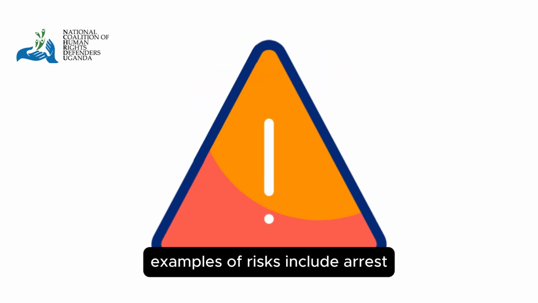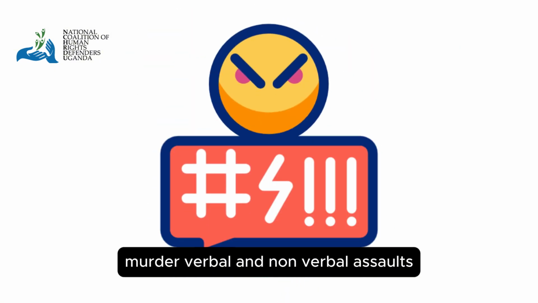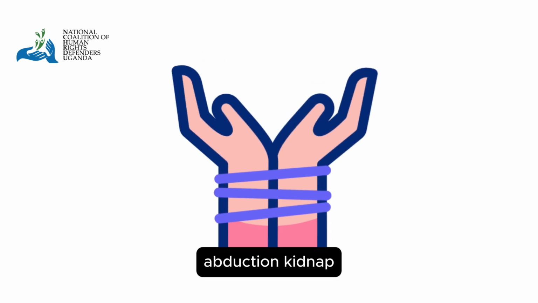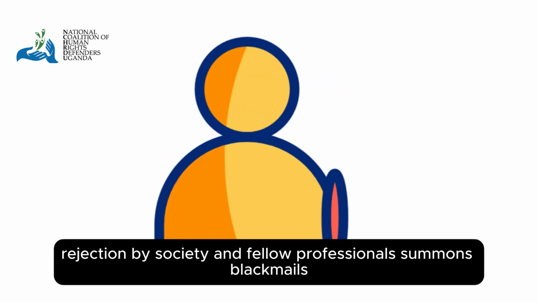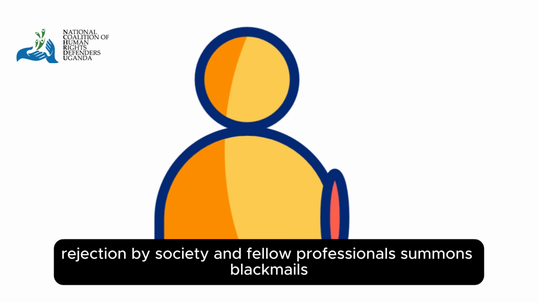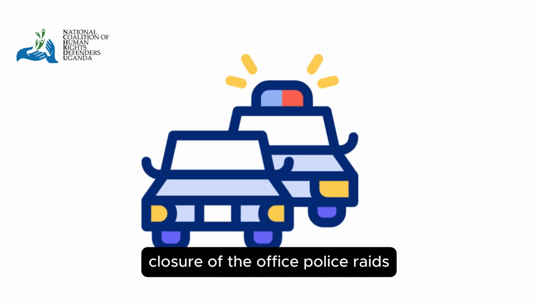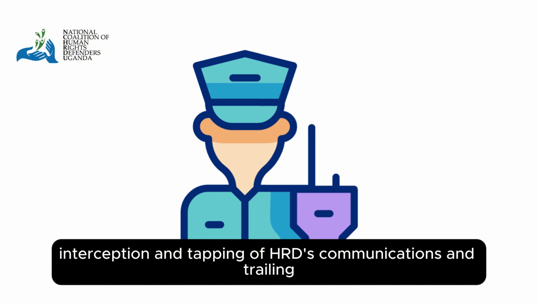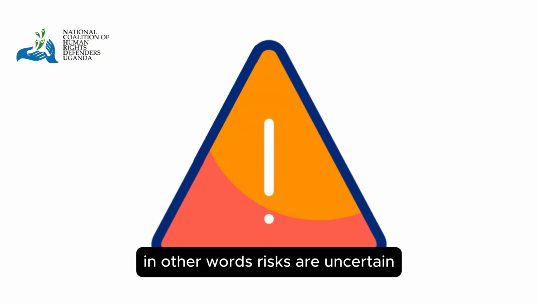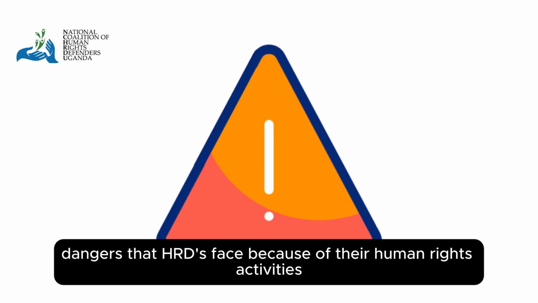Examples of risks include arrest, detention, imprisonment, murder, verbal and non-verbal assaults, abduction, kidnap, character assassination, smear campaign, rejection by society and fellow professionals, summons, blackmails, closure of the office, police raids, office break-ins, interception and tapping of HRDs' communications and trailing. In other words, risks are uncertain dangers that HRDs face because of their human rights activities.